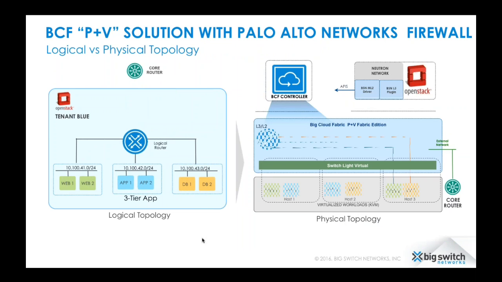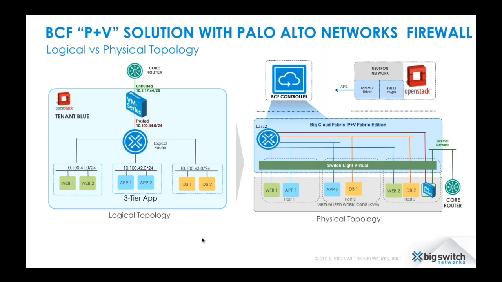This is just a visual representation of how it maps to the physical topology on the right. When the network gets created, BCF creates a segment. When a VM gets spawned on the Nova nodes, we just connect those to the virtual switches. Then when you deploy the firewall, again, we would do the same thing and connect it to the virtual switch and provide the external connectivity for all the workloads.